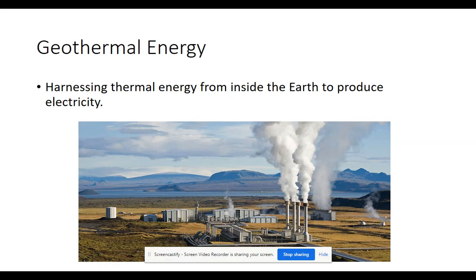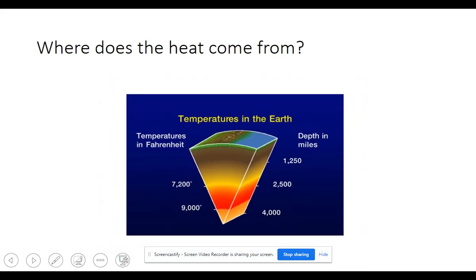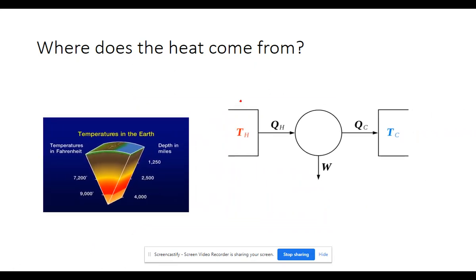Our next thermal non-fossil fuel plant is geothermal. So that's going to be harnessing thermal energy from inside the earth to produce electricity. Keep in mind that what you need to create electricity using heat is a heat differential, going from hot to cold, because energy wants to go from hot to cold. Just a reminder, a heat engine is going to take energy, that heat wants to go from hot to cold, and then we create electricity from that.